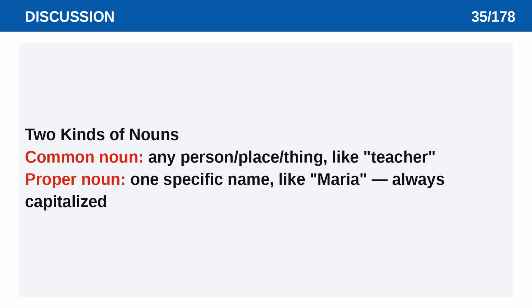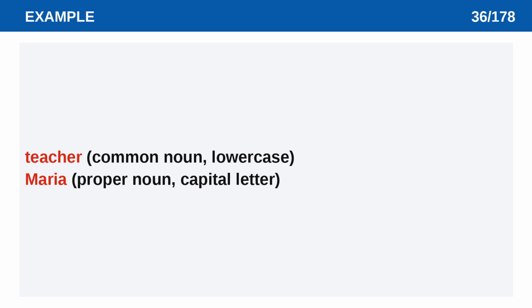Now, there are two kinds of nouns. A common noun names any person, place, or thing in general, like teacher, or city. A proper noun names one specific, particular person, place, or thing, and it always starts with a capital letter. Teacher is a common noun, it could be any teacher. But Maria is a proper noun, it is one specific person, so it needs a capital letter.